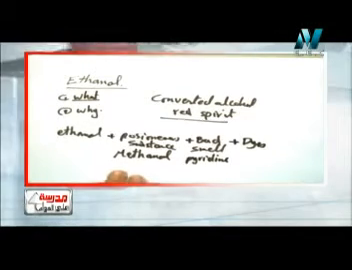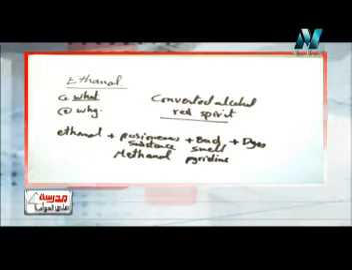Ethanol, poisonous substance, bad smell substance, and dyes. This mixture and some water is called converted alcohol or red spirit. This can be used as a fuel, but we cannot use it as a liquor due to the presence of a poisonous substance and bad smell. And it is difficult to separate them from each other, and illegal to separate them.